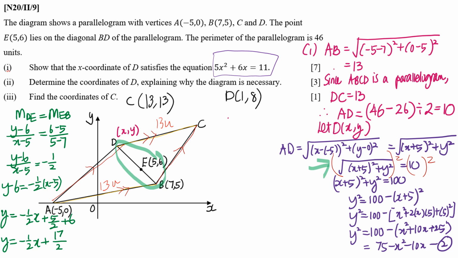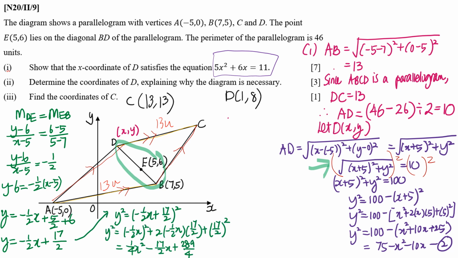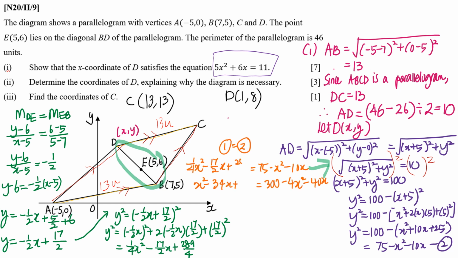Likewise, I'm going to go back to my earlier green working, where I found y equals negative half x plus 17 over 2. Right? I'm going to square it to find y squared. And I'm going to equate these two equations. This one is equation 1.